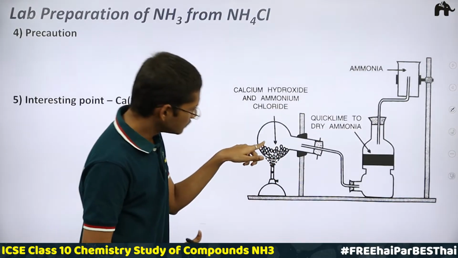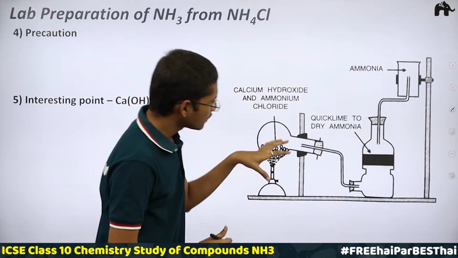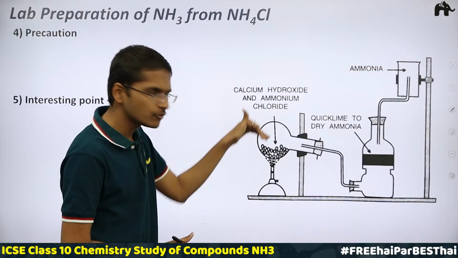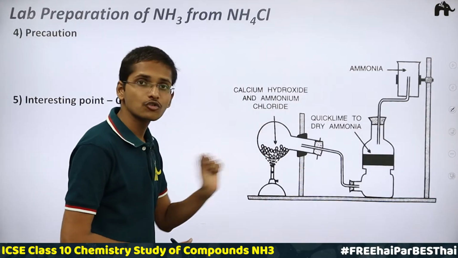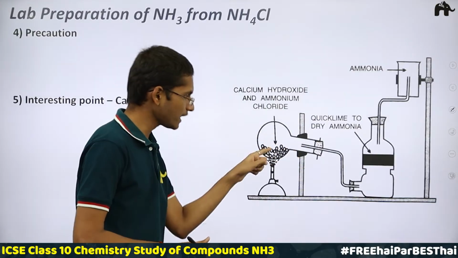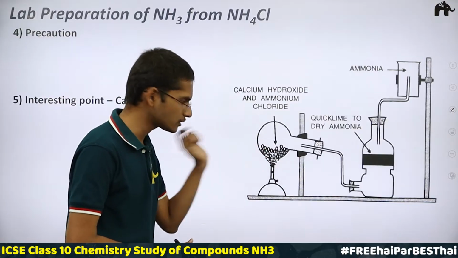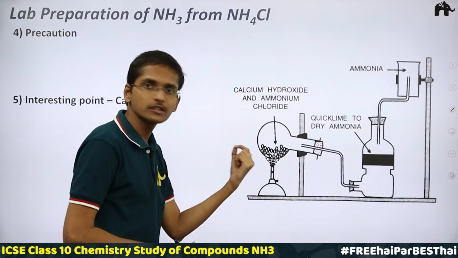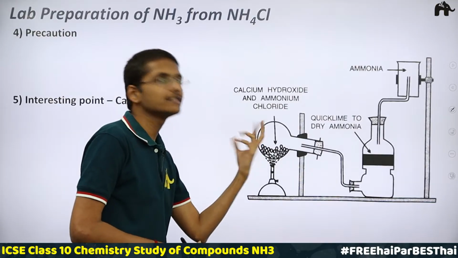And we don't want our water, because we are heating here, so water vapors would go up and then again they would condense and come back and fall on the glass. We don't want our water to come back and fall on the round bottom flask, because it is hot here. So if that water falls on this glass, it would break this round bottom flask.